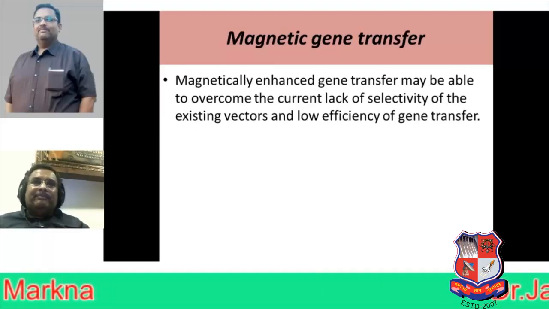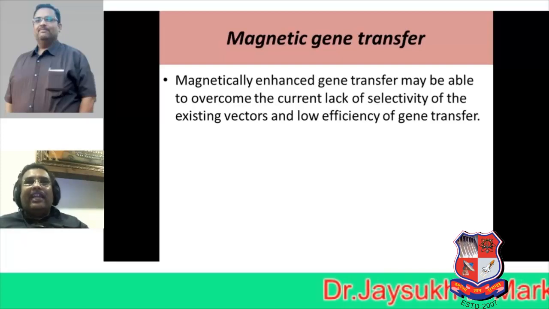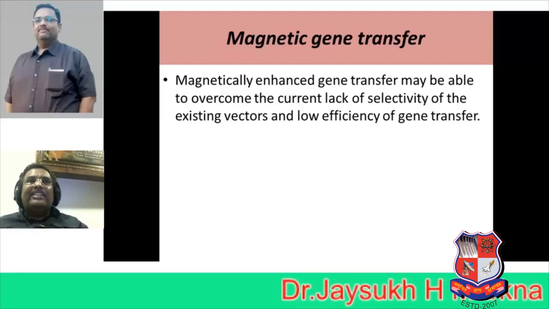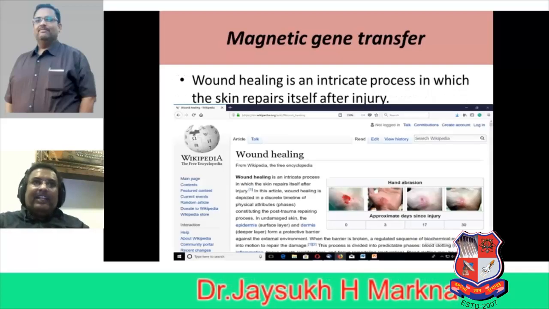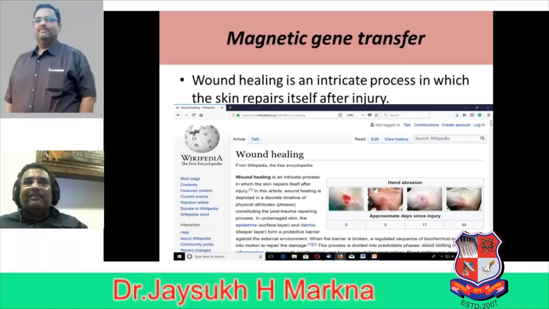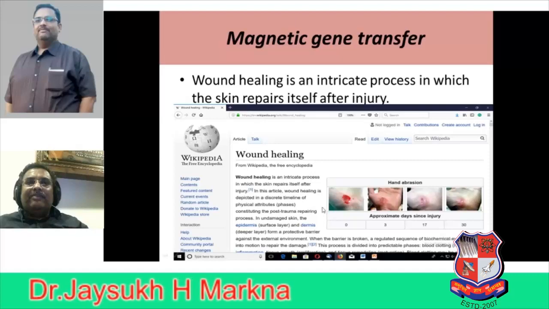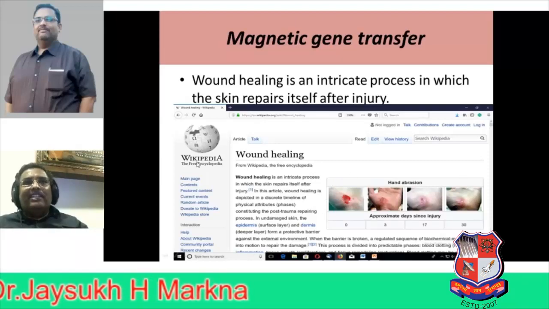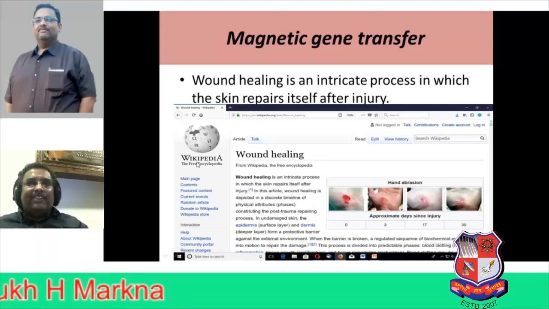As I mentioned, it increases the rate. Rate means it is able to overcome the current lack of selectivity of existing vectors and low efficiency of gene transfer. Let's see a few terminologies which are associated with medical wound healing. So as you can easily see from the images, wound healing is an intact process by which skin repairs itself after injury.